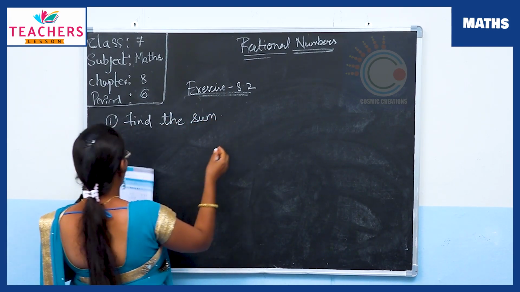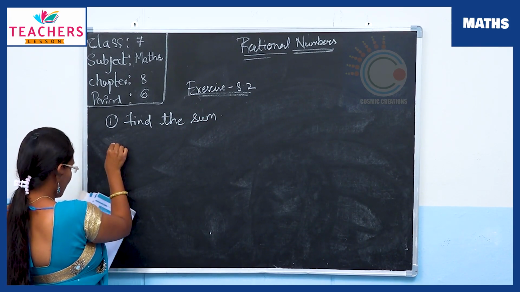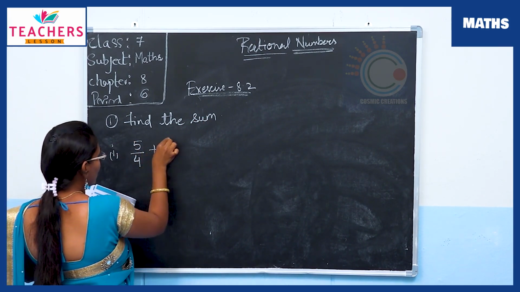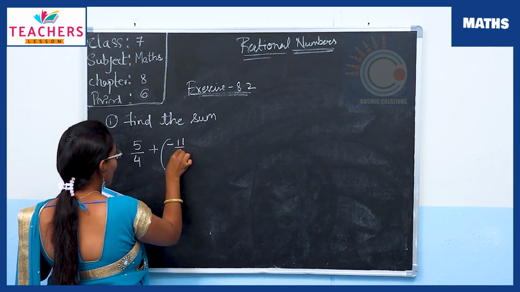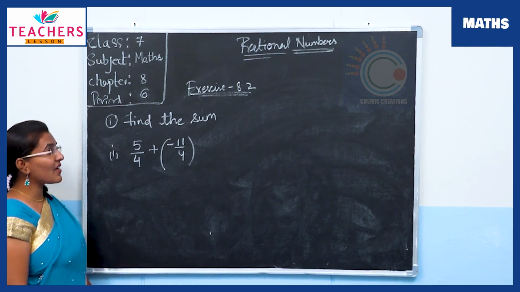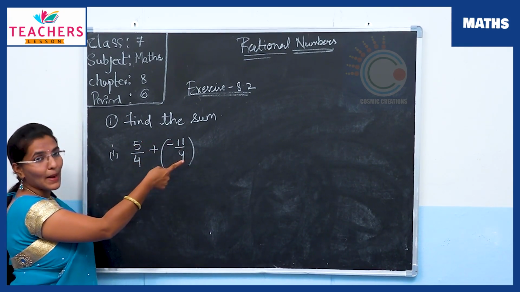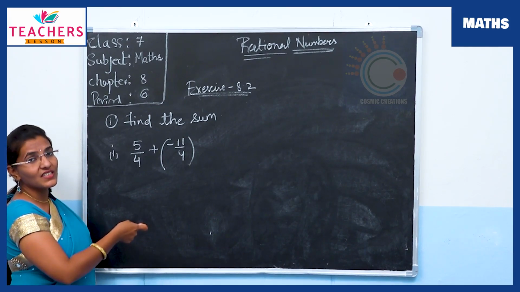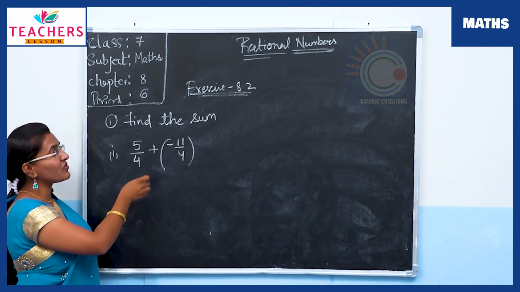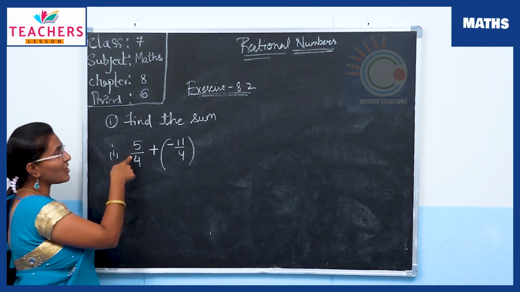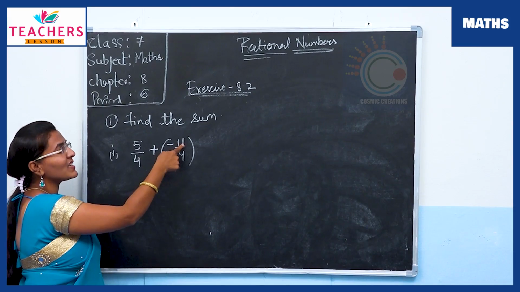Find the sum of, what is the first bit? What are the rational numbers they have given? 5 by 4 plus of minus 11 by 4 is the question. We have to find the sum. Sum means we have to perform the arithmetic operation, that is addition, for the given two rational numbers: 5 by 4 plus of minus 11 by 4.